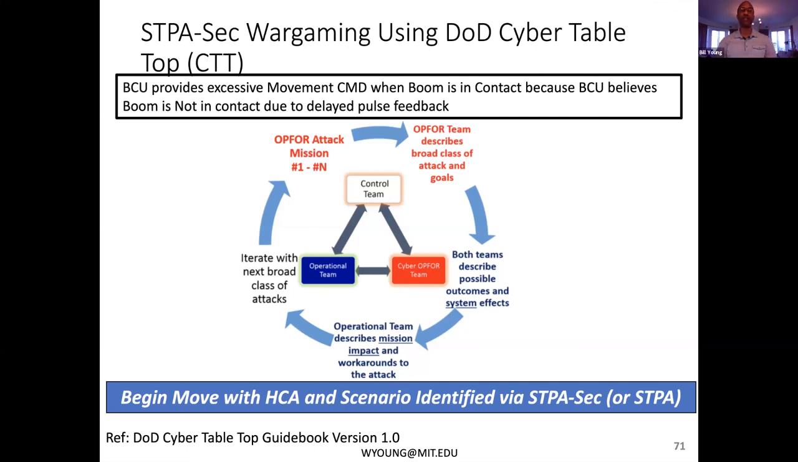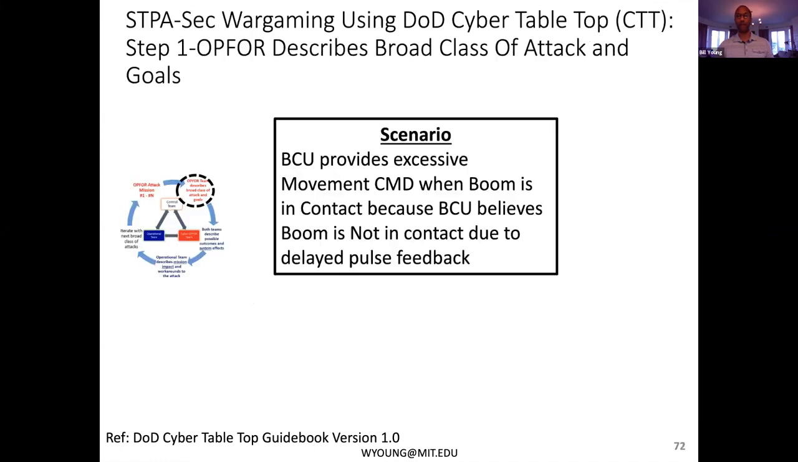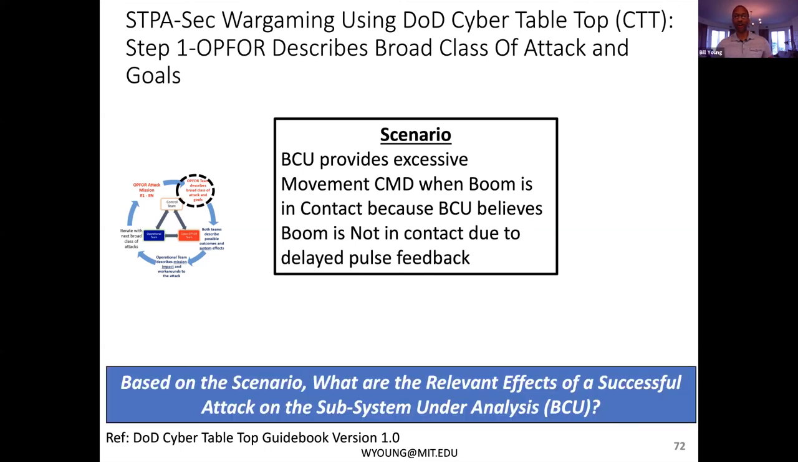In this case, the BCU, which is the boom control unit, provides an excessive movement command when the boom is in contact because the BCU believes the boom is not in contact due to delayed pulse feedback. So you did that yesterday. Now let's use that as the input into our cyber tabletop, or our war game. That's the scenario. First question: what are the relevant effects of a successful attack on the subsystem under analysis, which in this case is the BCU? Again, step one, describe the broad class of attack and goal.